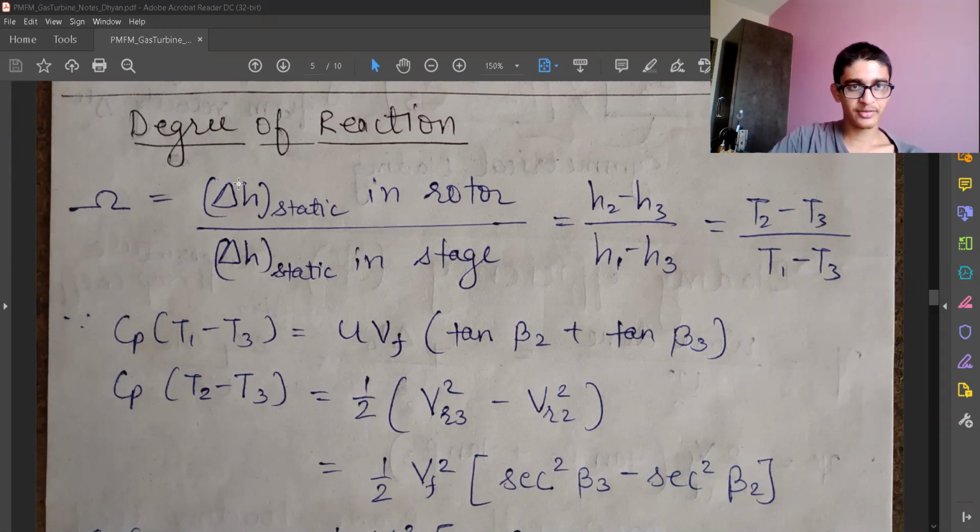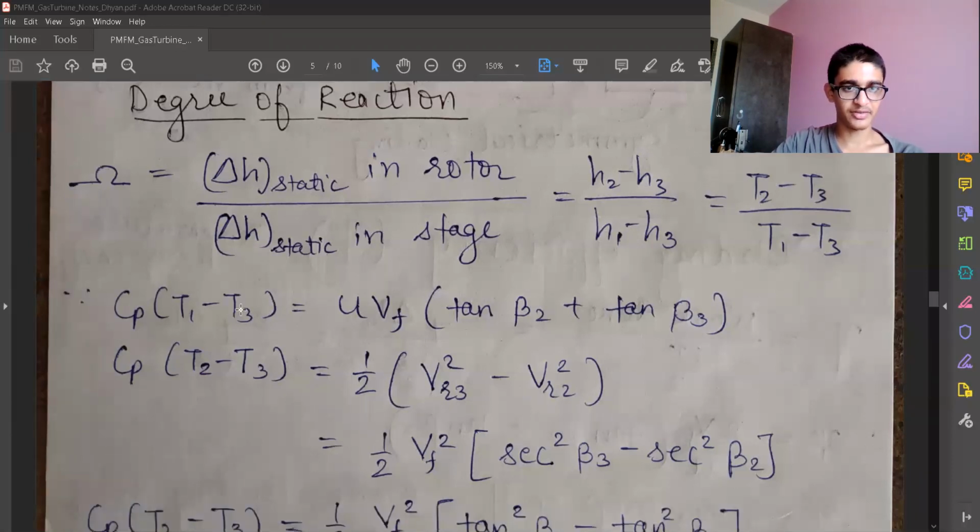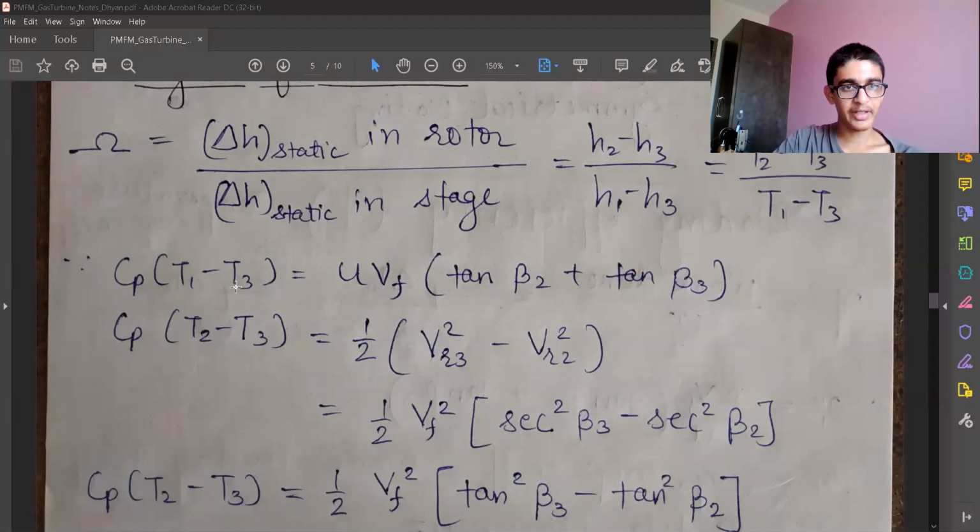So over here we have used the enthalpy relation: delta H static in rotor divided by delta H static in stage. Stage means rotor plus stator. So rotor is H2 minus H3. These are static. They are not stagnation properties. Static are not total properties. We are using static properties. So H1 minus H3. Using the ideal gas relation, H can be Cp T, and we are converting it to temperature ratios. So now we know the Cp (T1 minus T3) is UVf.